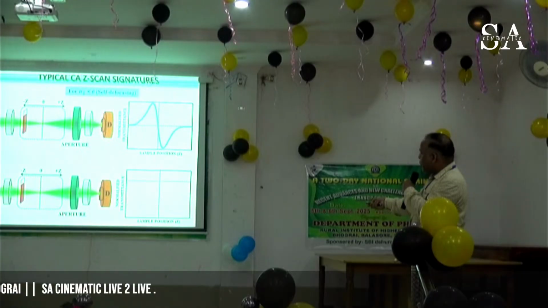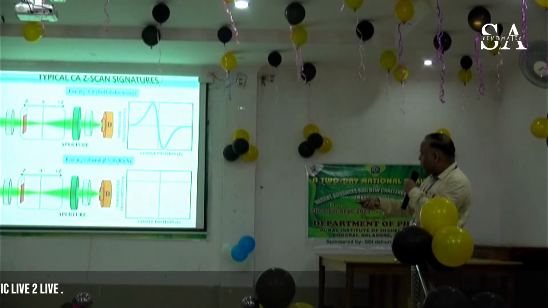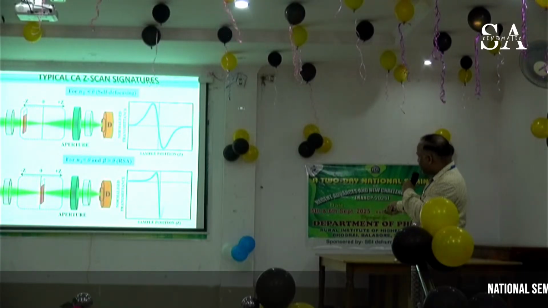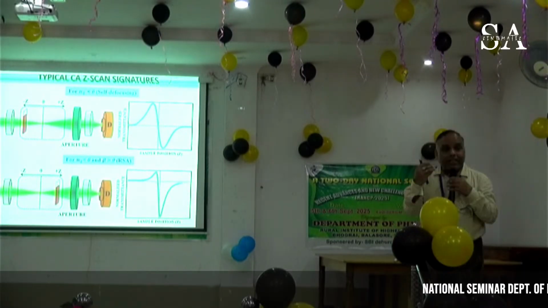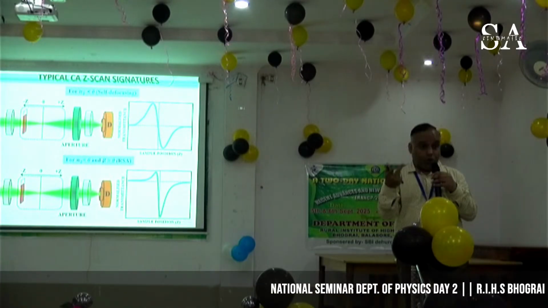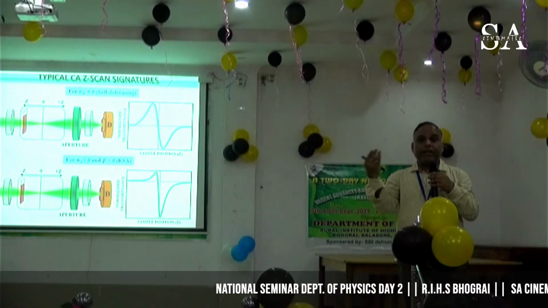Similarly, when you have a contribution of RSA, what will happen? It will suppress the peak and enhance the valley. Such signatures you can also get if your signal is not purely refraction.